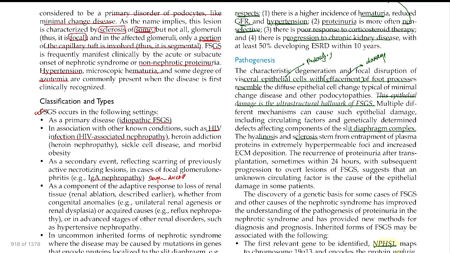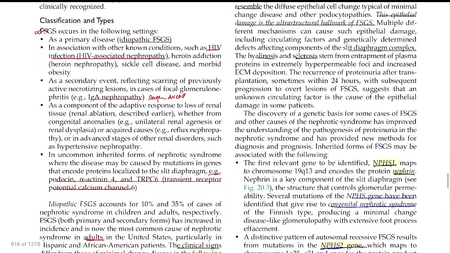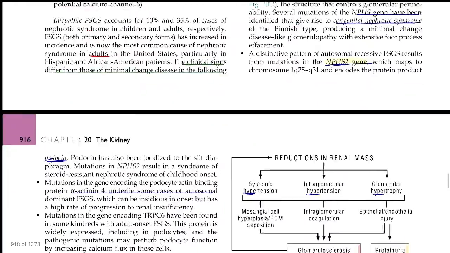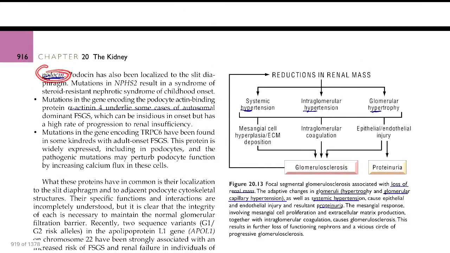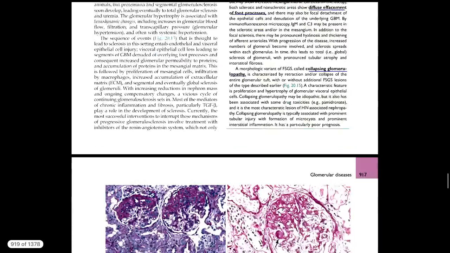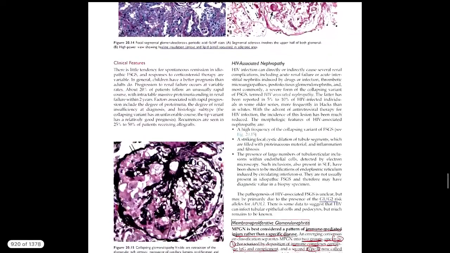As you can see right here, the pathogenesis, as we have already mentioned, involves visceral epithelial cells, effacement of foot processes, podocytes, right? We discussed the NPHS1 gene that codes for nephrin. Similarly, the NPHS2 gene codes for podocin, right? Yes, this was all about our focal segmental glomerulosclerosis.